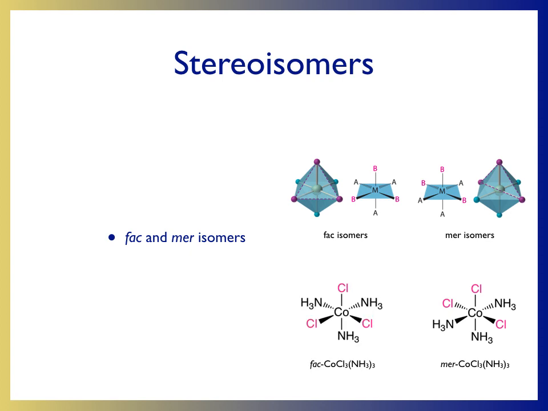Here are some real examples of FAC and MER isomers. You can see that in a FAC isomer, the chlorine and ammonia ligands are on the face or facet of the octahedral shape, while in the MER isomer, the chlorine and the ammonia ligands are around the edges of the octahedral shape.